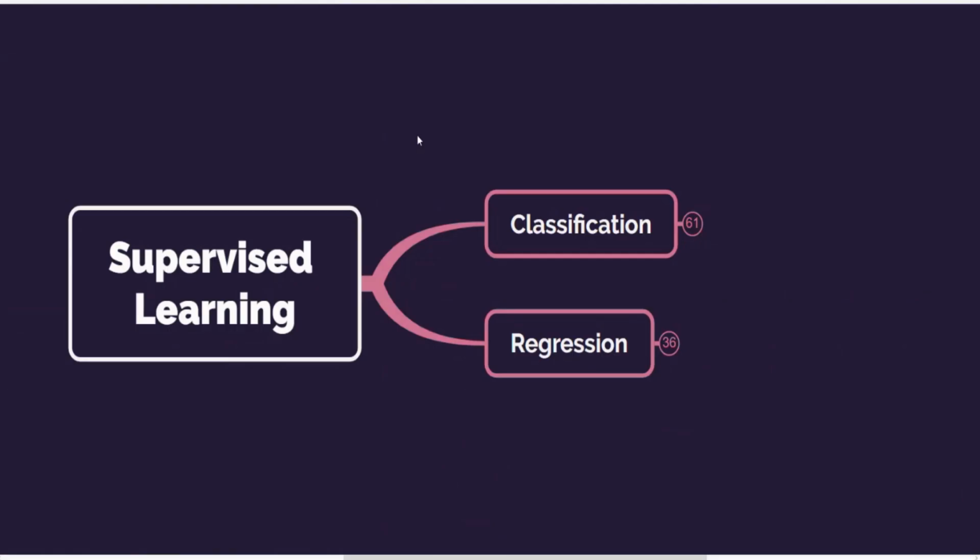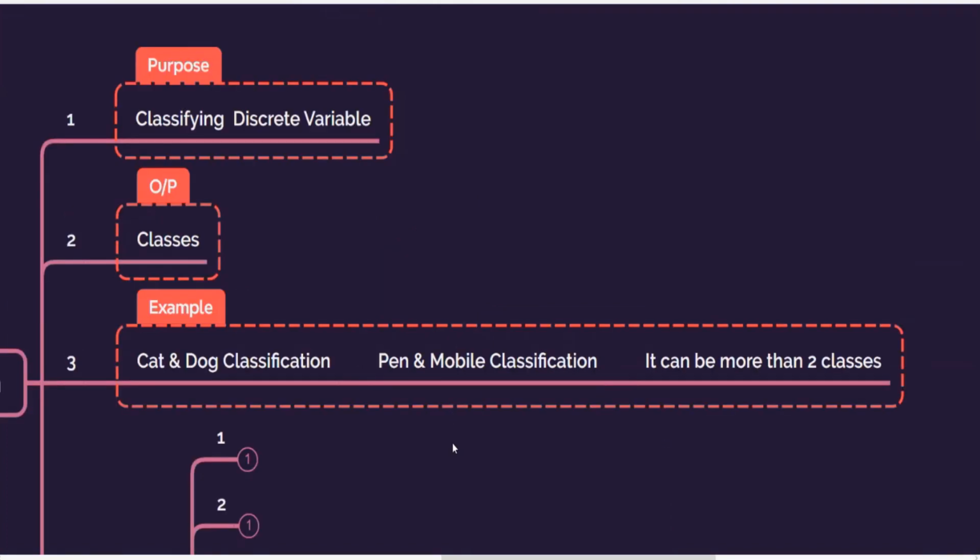Okay, so let us see supervised learning in detail. As we have already seen, supervised learning can be further classified into classification based or regression based. The main purpose of classification is to classify the distinct variable, and the outputs will be in the form of classes. Some examples are cat and dog classification, pen and mobile classification, like that. Two classes we can have, or we can also have more than two classes as well.